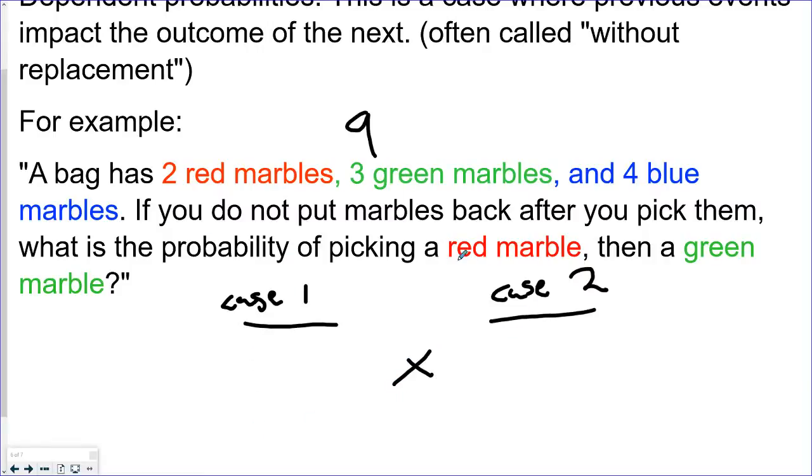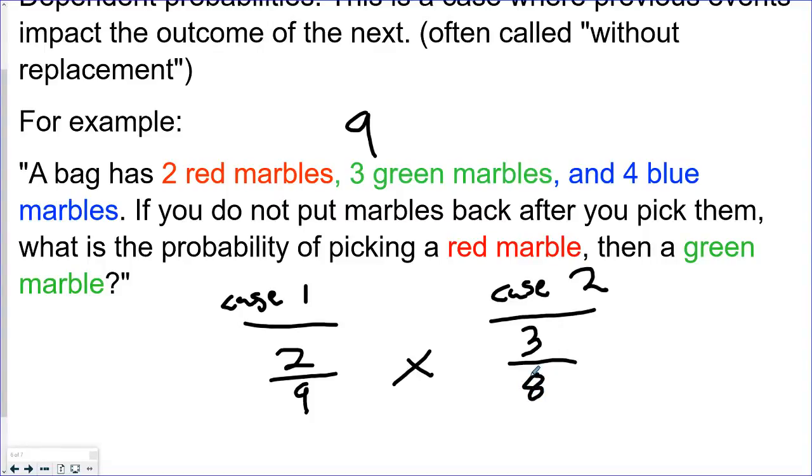So what's the chance of me picking a red? Well, there's 2 reds out of 9 marbles total, so it's 2/9. Now, if I keep that red marble in my hand and I reach in with my other hand and try to pick a green marble, what's the chance that I get a green marble? Well, there are still 3 green marbles, but there's no longer 9 marbles in there, are there? Because I have one of the red marbles in my hand. So now there are only 8 marbles in there.